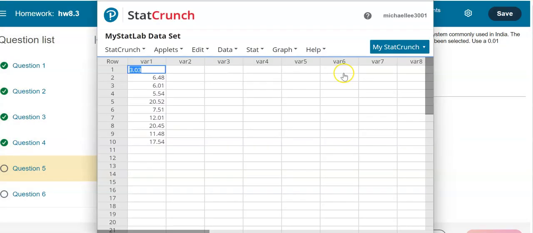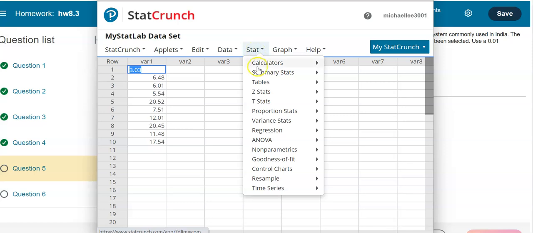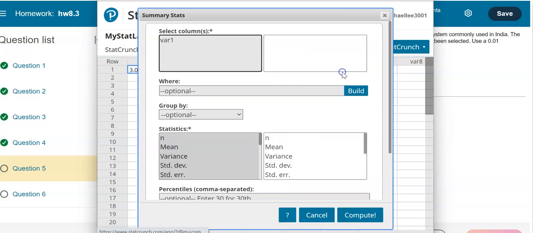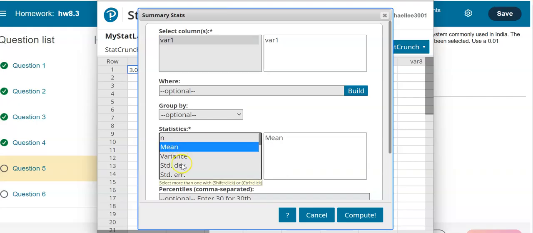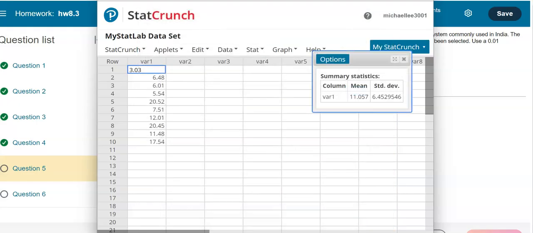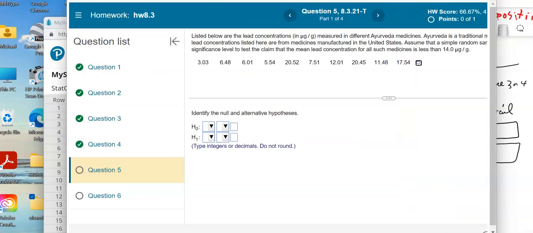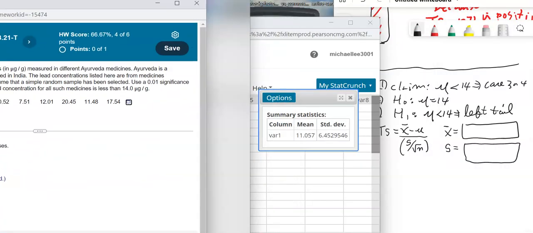Then go to Stats, go to Summary Stats, Column, and we need Var 1, and we need two things, right? Mean, and what else? Standard deviation. So you click that, and then I'm going to copy that.